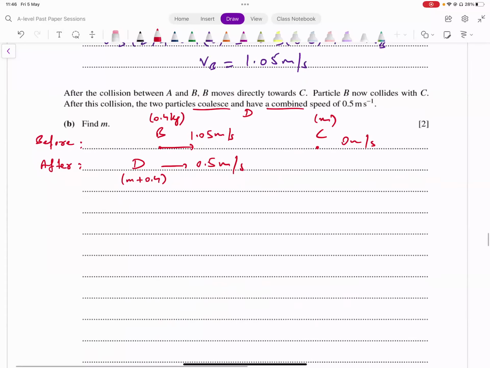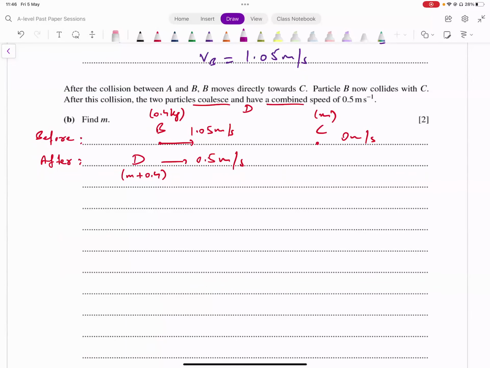Again, apply conservation of momentum. That's all that you have to do here as well. Momentum before collision, that should be equal to momentum after collision. All right. Now, what's the momentum before collision? 0.4 into 1.05 plus M into 0. On the right side, you have M plus 0.4 whole multiplied by 0.5. इसको सॉल्व कर लेंगे, हमारे पास m की वैल्यू आ जाएगी.